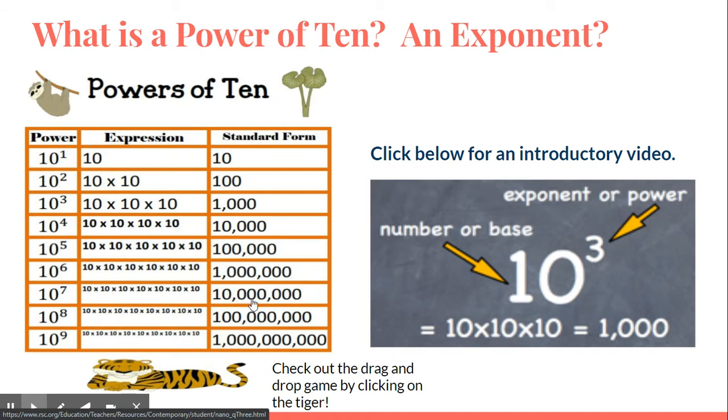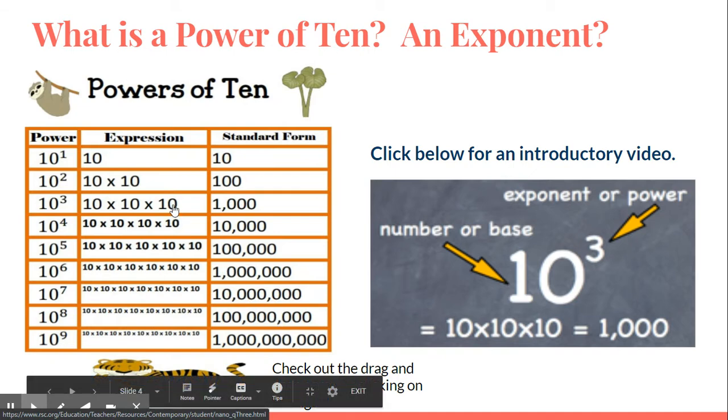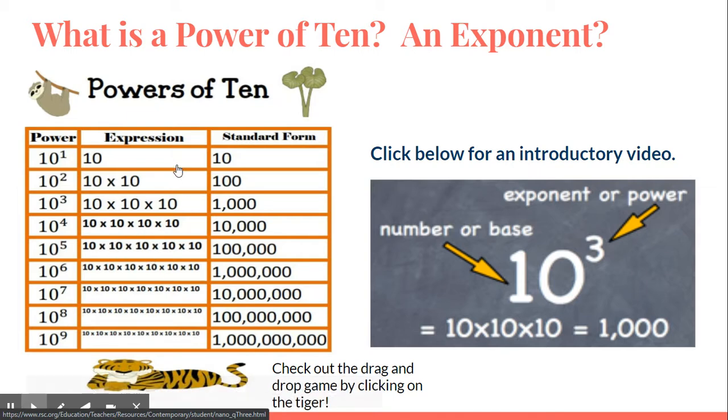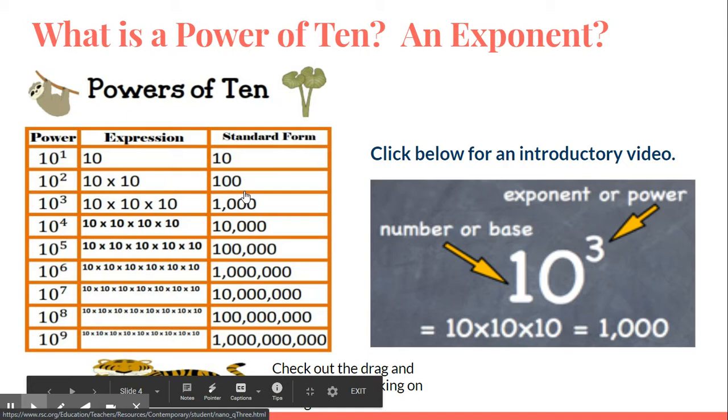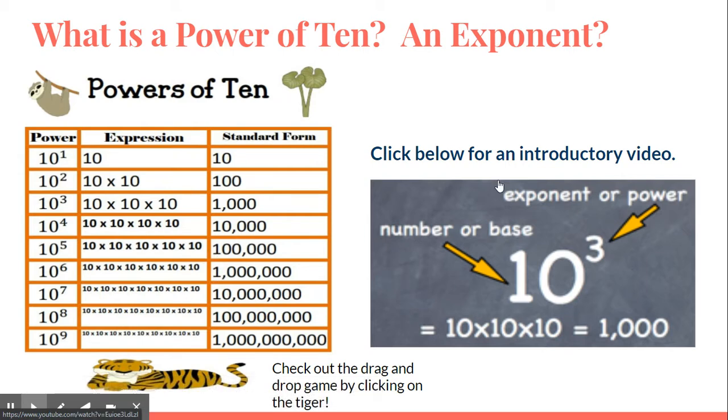Here's another chart. You can see it on here too. But what I did is I linked this chart to a quick game. I'm not going to do that right now. If you want to go ahead and try it out on your own, I've attached this slide presentation to our assignment for today, so you can check it out when you get a minute. All right, but I am going to show you this quick little intro video on exponents and powers of 10.